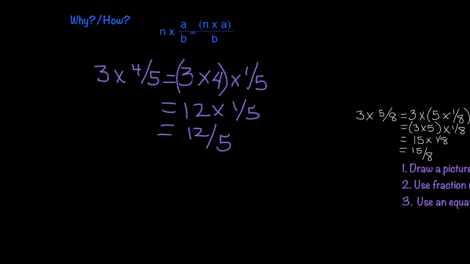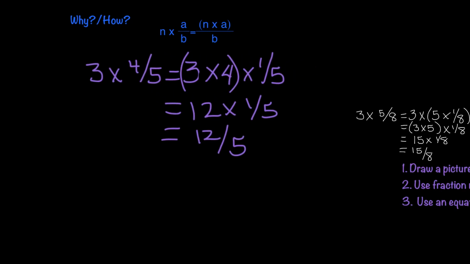Here's our first example. Let's say that we have the problem 3 times 4/5. So basically what I'm going to do is take this 3 and multiply it times this 4, our numerator. So that's what this 3 times 4 represents. And then I'm going to take that times 1/5. 3 times 4 gives me 12, and then I bring down that 1/5 because we haven't multiplied that yet.